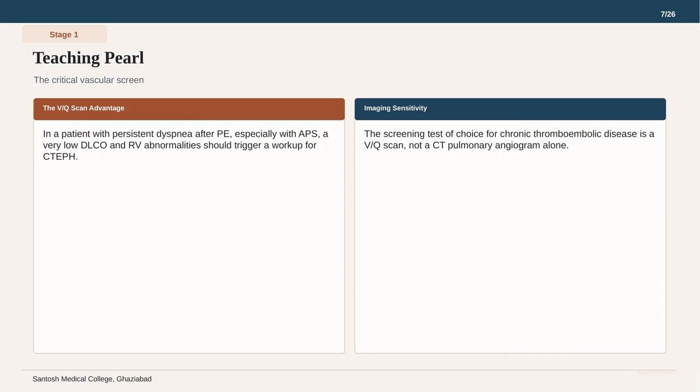A CT pulmonary angiogram alone is often not enough to rule this out. This distinction is vital for ensuring we do not miss a treatable cause of pulmonary hypertension. Keeping this in mind, the patient's condition continues to change, and we need to see how her symptoms evolve over the next stage of her care.